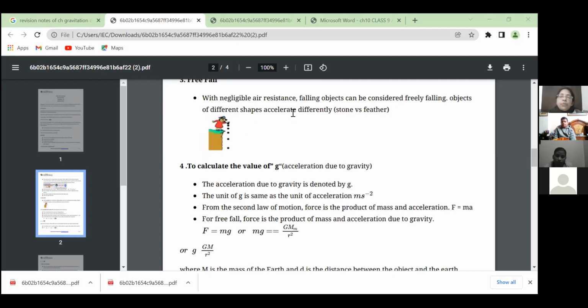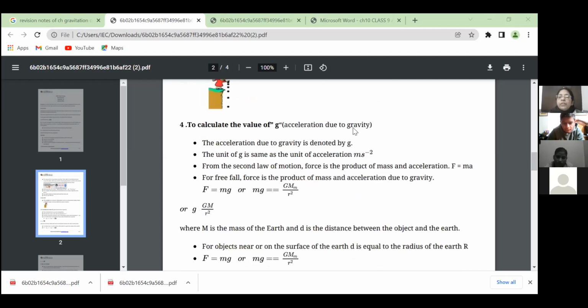This is free fall. To calculate the value of acceleration due to gravity with which the objects are attracted towards the earth, the acceleration due to gravity is denoted by small g. The unit of g is meter per second square, children. And from the second law of motion, you know that force is the product of mass and acceleration. But for free fall, force is the product of mass and acceleration due to gravity, which is denoted by g. You can see here that F is equal to m into g.